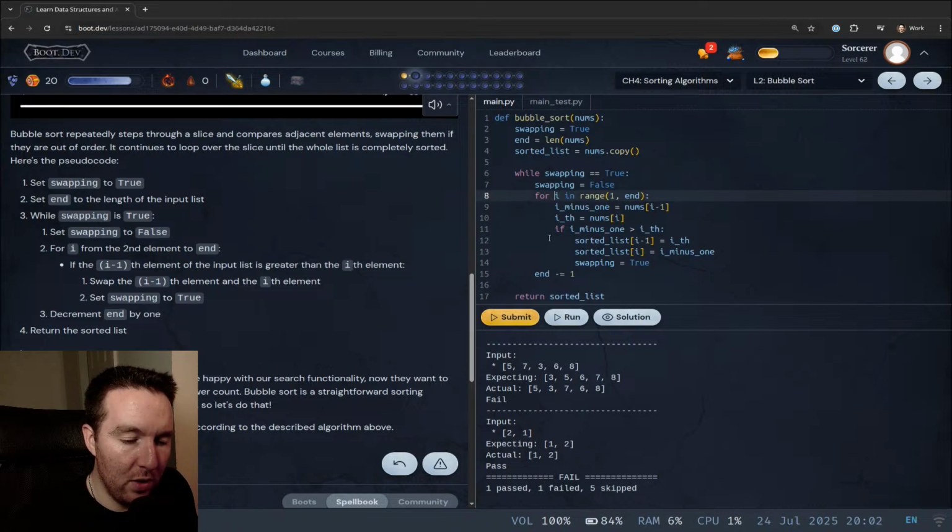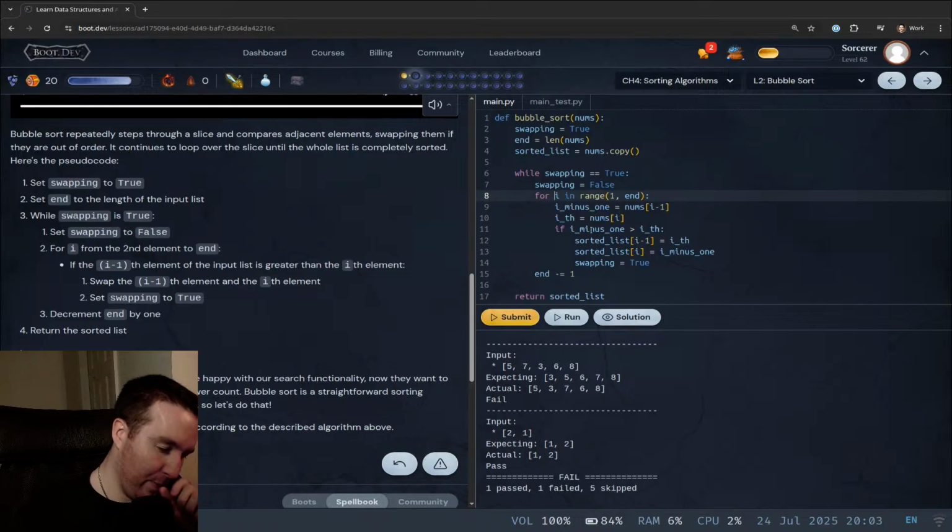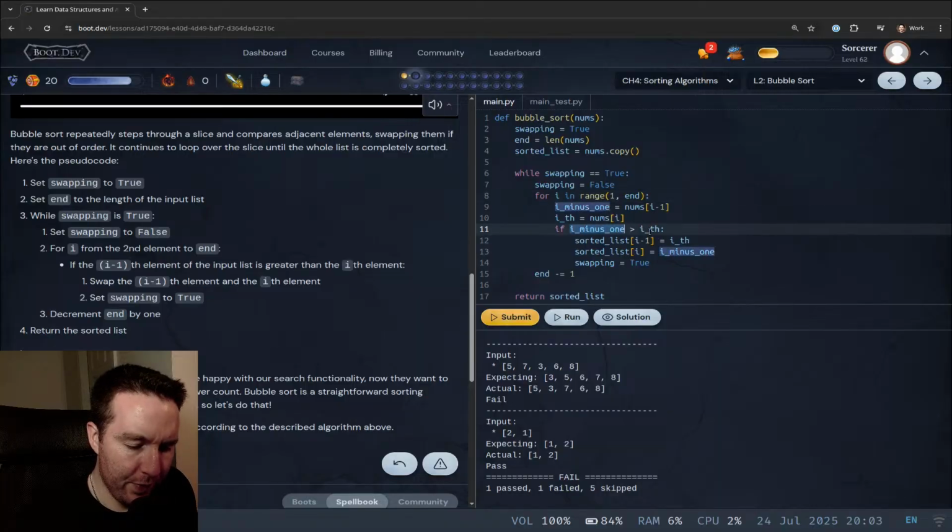So it goes back. It does n minus 1 and goes back around again. This time around it's 2. So then it's going to be 7 and 3. So then if 7 is greater than 3, which it is, then swap them. So then put 7 in the 3 position and 3 in the 7 position. Sorry, I got that wrong way around.